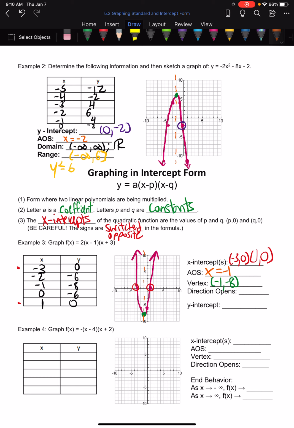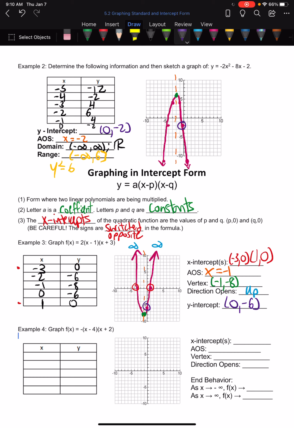And if we look at the end behaviors, as x approaches negative infinity, y is approaching positive infinity. And where x is approaching positive infinity, y is still approaching positive infinity. So therefore, it opens up. And last but not least, our y-intercept, that's where x equals 0, is at negative 6.